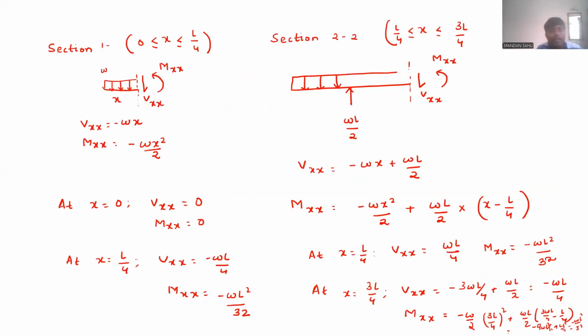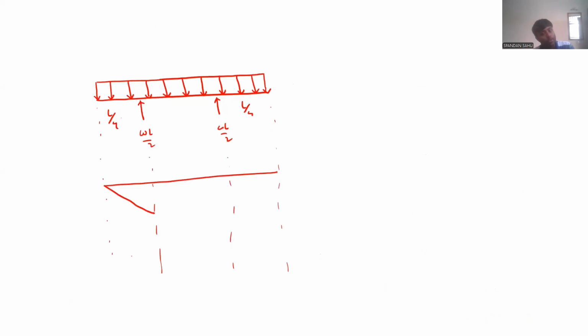Between the section 2-2, what is our equation? It is minus wx plus wl by 2, and at x equal to L by 4, we are getting WL by 4. And at x equal to 3L by 4, we are getting Vxx to be minus WL by 4. That means it will go up to the positive side to WL by 4. And again, it will come down to minus WL by 4 at x equal to 3L by 4.